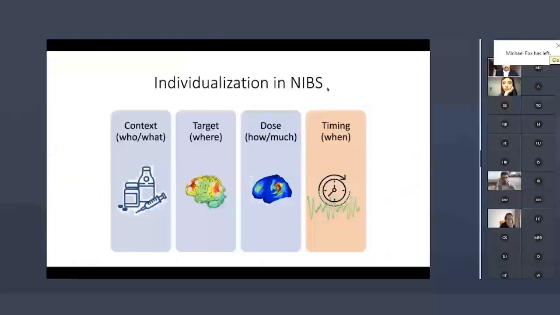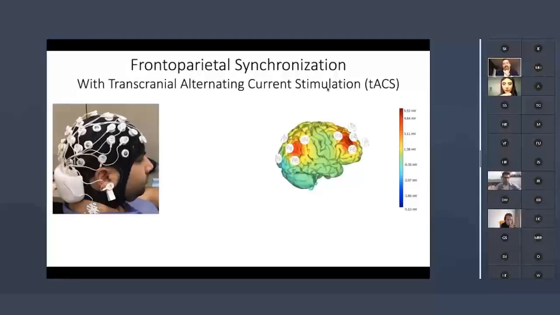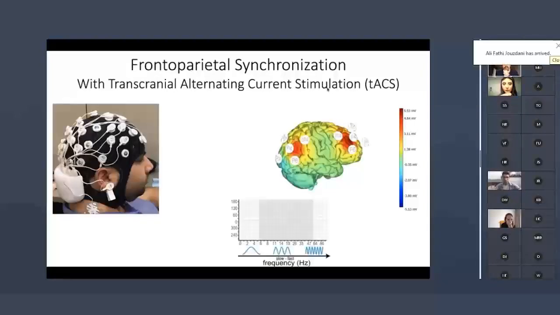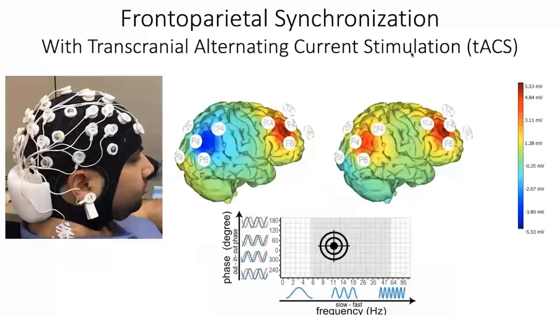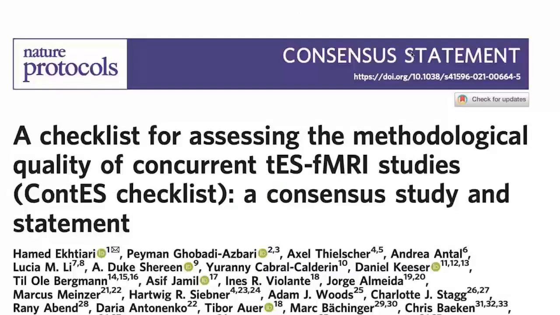And the last dimension of optimization is about the timing. And there are many aspects of timing that should be discussed for individualization of non-invasive brain stimulation. One of the things that we do with frontoparietal synchronization, we always have an issue in terms of what is the right frequency of electrical stimulation and what is the right phase difference between the nodes that we are stimulating. And finding the right target within this large space of frequency and phase is something really complex to do. So we need basically to do one trial for each of these dots, which is really complex to do.